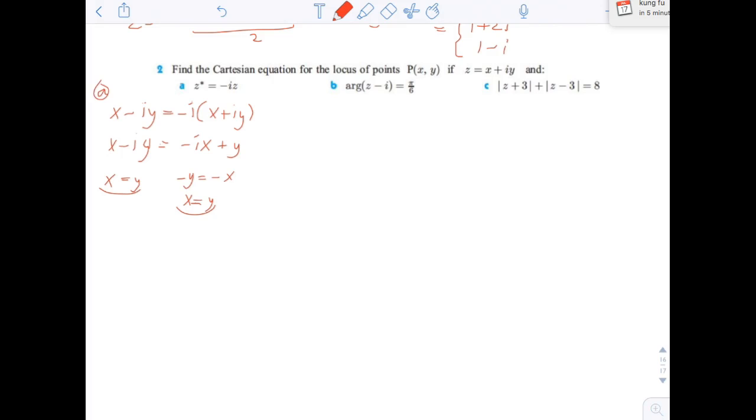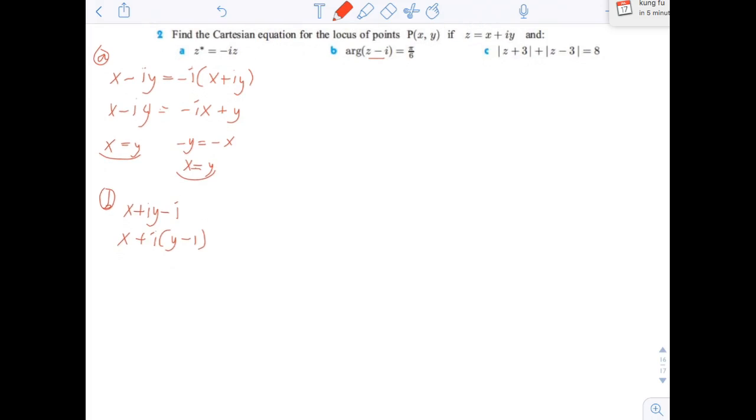Let's look at B. So for B, it says when the argument of z minus i equals pi over 6. So z minus i would be x plus iy minus i. And when would the argument of this equal pi over 6? Well, let's first make an expression with a real part and imaginary part. It looks like that, right? So the imaginary part would be y minus 1. The real part would be x like before.